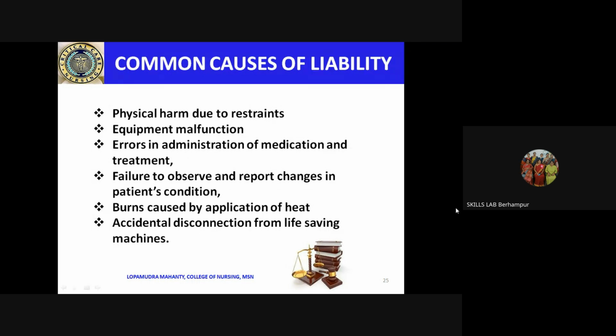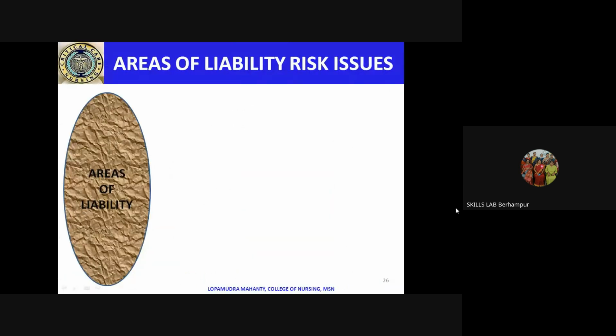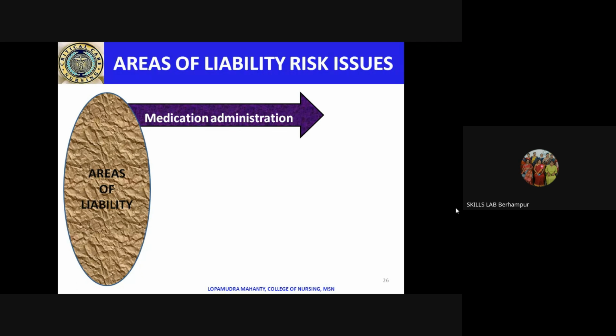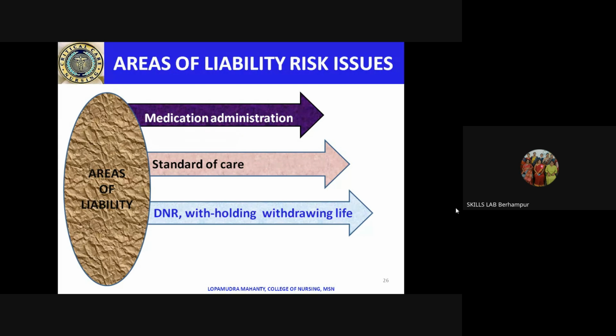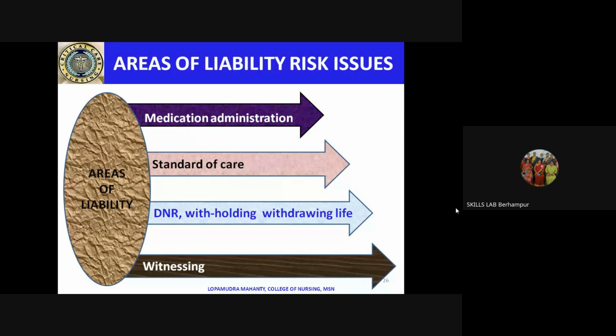Knowingly or unknowingly, there may be some errors with the patients. Then next are the areas of liability risk issues. Mainly medication administration: errors arise if we do not check properly the expiry date or dosage. Any type of error arising at that time. And the standard of care: if proper sterilization or standard of care is not provided, liability also arises. DNR, withholding or withdrawing of life support. Then next is witnessing. These are the areas of liability risk issues.